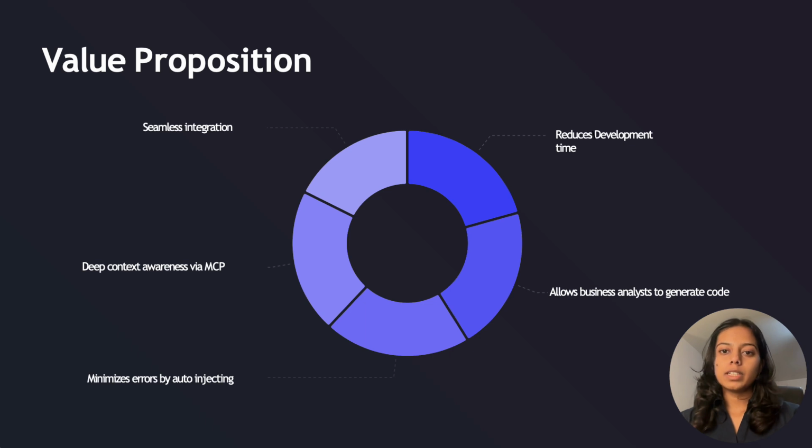So this tool delivers significant value to SAP CAP Java developers. It reduces development time by automating repetitive tasks and complex coding tasks. It also empowers business analysts and or junior developers to contribute using natural language without needing full expertise in the CAP framework. And by auto injecting context aware code, we are reducing the likelihood of logical errors or mismatched APIs.